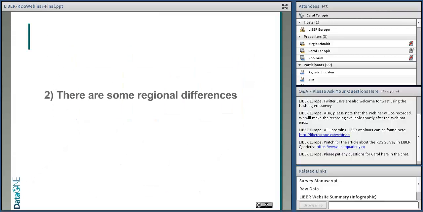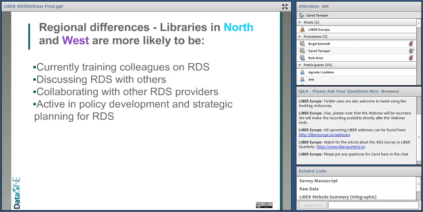So let me go on to the regional differences. And as I mentioned, there were some regional differences, although not in everything. We found that libraries in the North region and the West region say they are more likely to be currently training colleagues on RDS, developing training programs. They are more likely to be discussing research data services with others. And compared to the other regions, they are doing more collaboration with others.